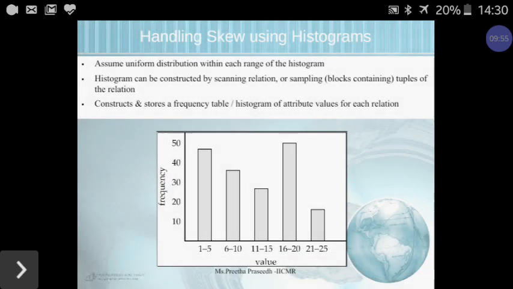Histogram is another option for handling the skew. A histogram can be constructed by scanning the relation or by sampling the tuples of the relation.